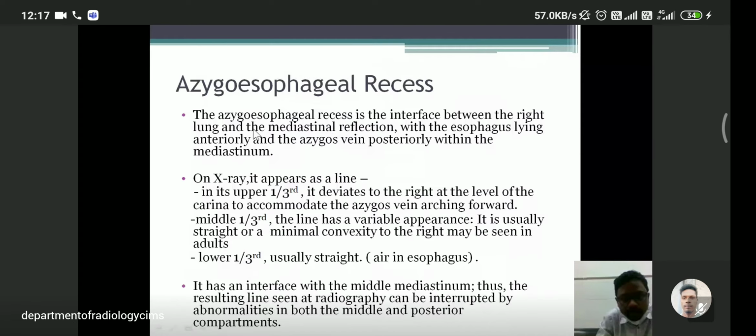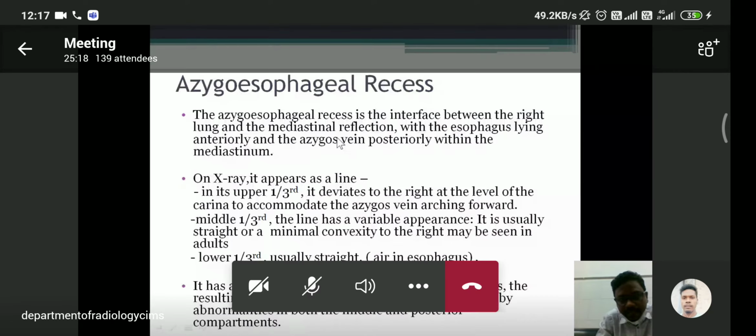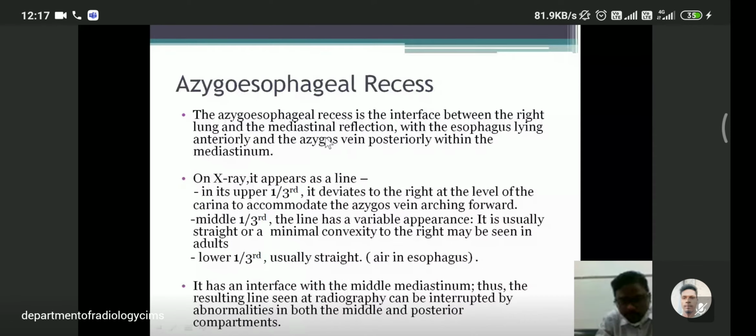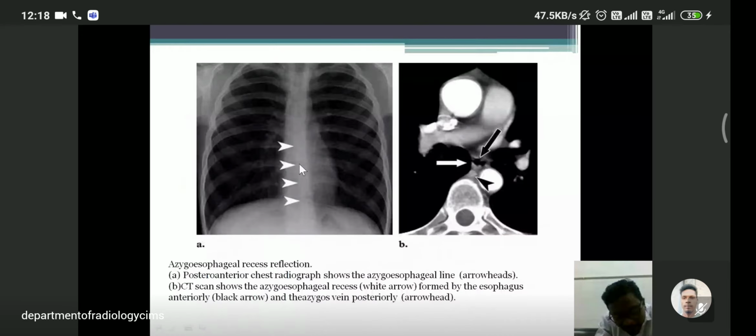Next is the azygoesophageal recess. It is the interface between the right lung and the mediastinal reflection, with the esophagus lying anteriorly and the azygos vein posteriorly. So here we can see a line indicated by the arrow. This is your azygoesophageal recess or the azygoesophageal line. This part is the right lung zone.